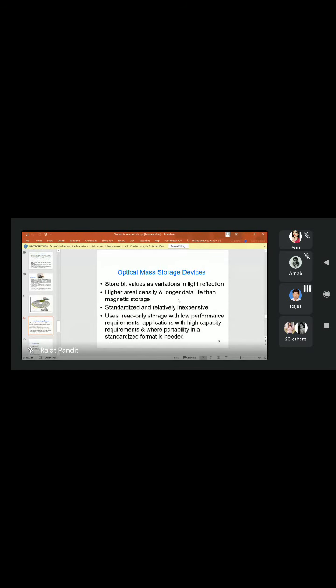Then the optical mass storage devices store bit values as variations in light reflection. They have higher areal density and longer data life than magnetic storage, are standardized and relatively inexpensive, and use read-only storage with low performance required, for applications with high capacity requirements where portability in a standardized format is needed.